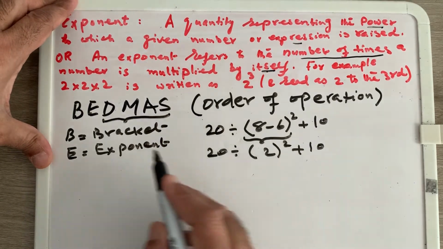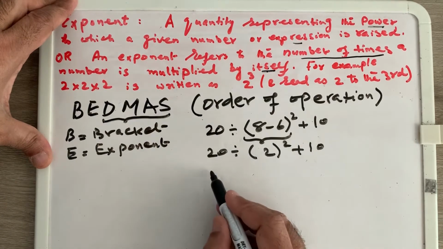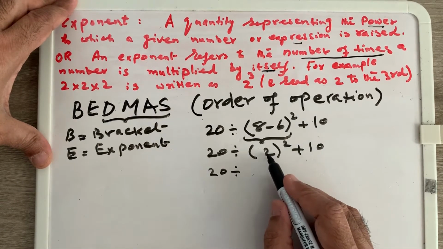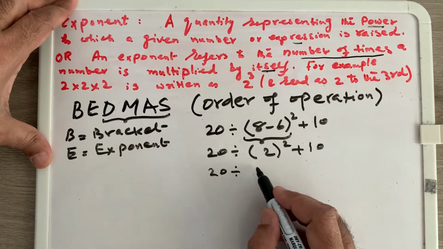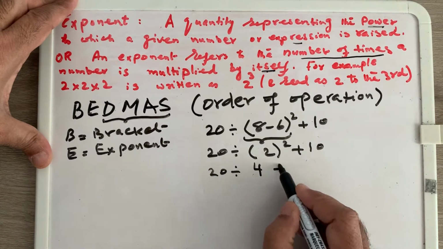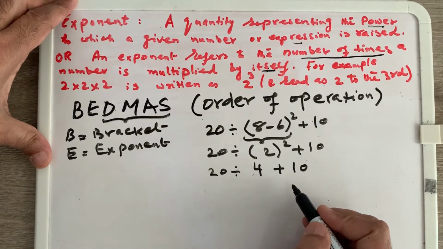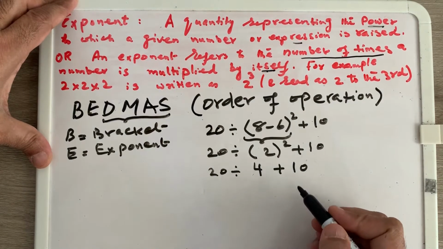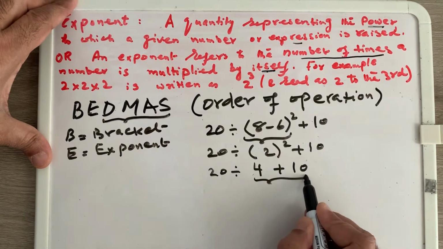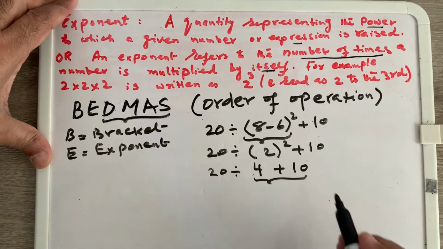And next is exponent. And I have an exponent here. So I have to leave everything else as it is. And I say, okay, 2 exponent 2 means 2 times 2, which we learned in lesson 1. That is 4 plus 10. Right? So now what does my order of operation say? Divide. So I cannot do this part first. If you do this part first, your answer will be wrong.